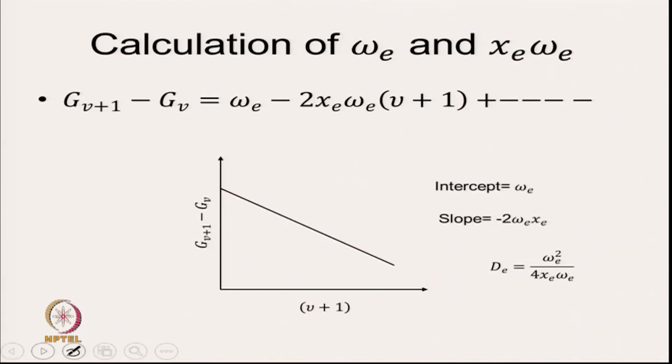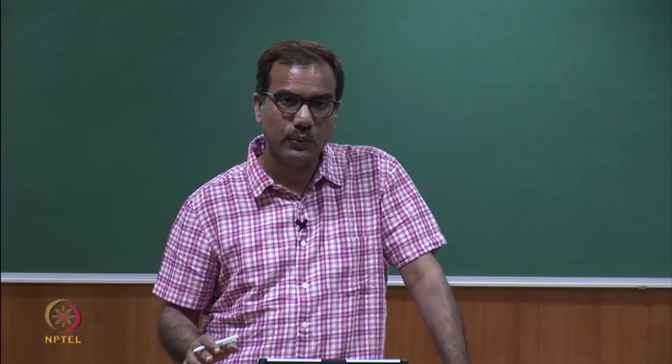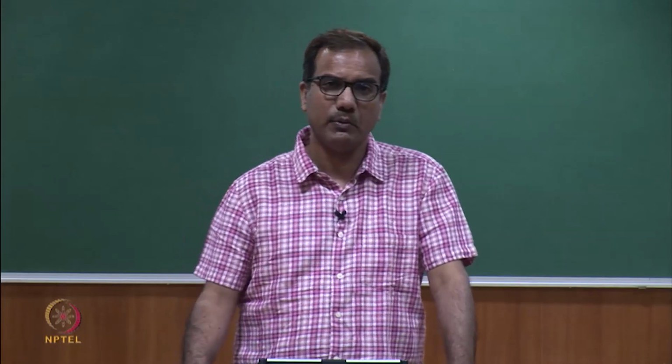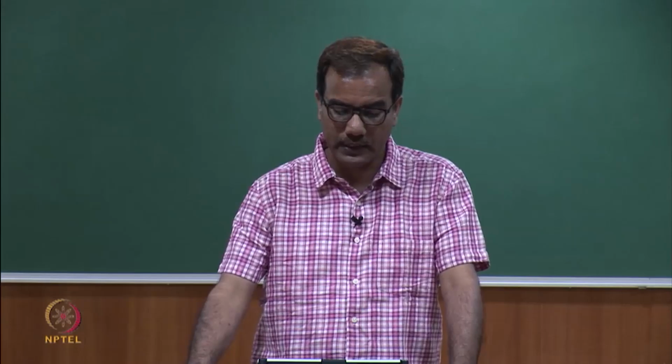So we know the selection rule for vibrational levels: Δv is plus or minus 1. So if we calculate G(v+1) − G(v), what we will get is ωe − 2 xe ωe (v+1), and we can neglect the higher terms. And this gives you a very important tool to determine the values of ωe and xe ωe.